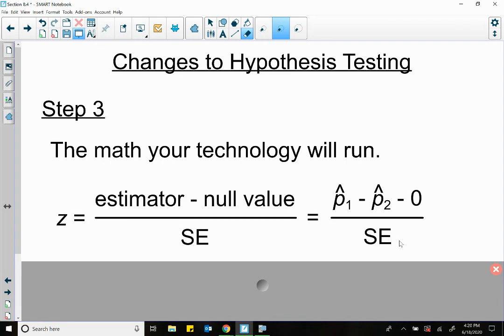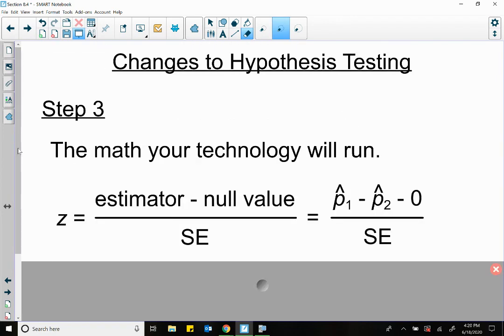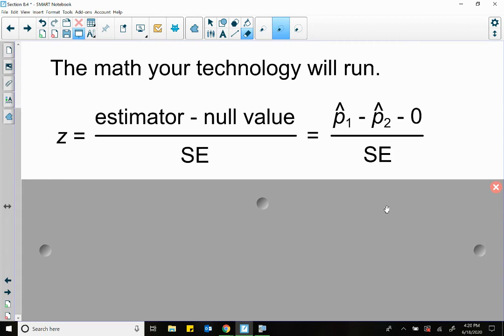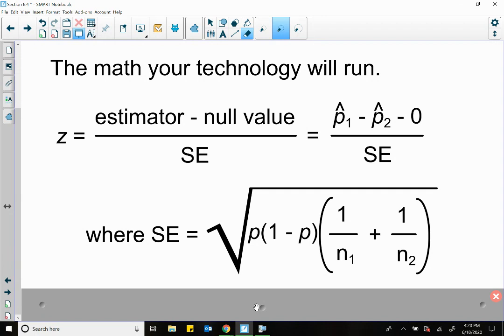And then down here, this is your standard error. There's a formula for it, and the standard error formula got just a little bit bigger because we are pooling the two pieces together. And I feel like I'm missing a symbol in there. Let me double check. And I am. This should have a hat on it.